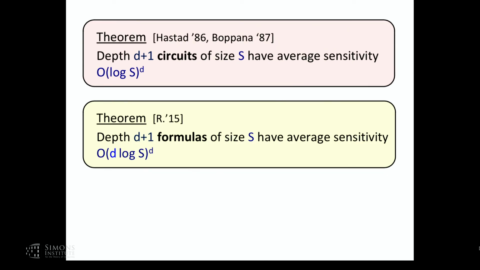Is that right? Or should it be 1 over d? No, it's the other way around. It should be 1 over d. Sorry, this should be log s over d. Yeah. And so what is average sensitivity?